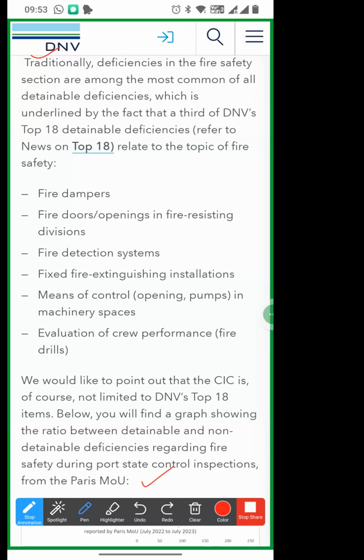Okay, and this CIC campaign will vary. नेक्स्ट ईयर वो लोग फायर सेफ्टी को हटा के कोई दूसरा ऑप्ट करेगा. Instead of fire safety they might take life saving appliances, they might take MLC, they might take emergency equipments. Accordingly, they used to keep on changing the CIC topic.